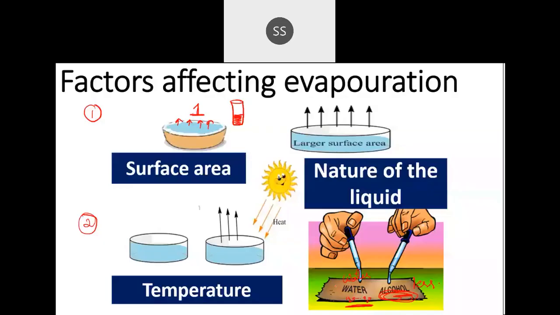Alcohol evaporation is faster because of the weak intermolecular force of attraction. In the case of alcohol the force of attraction is less, and in the case of water it is higher. Even acetone, you know about acetone, right? You might have heard about acetone. Acetone is nail polish remover.